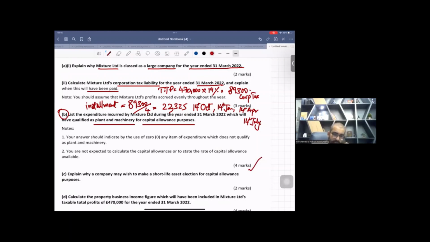That's it. 4 marks. Your answer should indicate by the 0 of any expenditure which does not qualify as plant and machinery. You are not expected to calculate the capital allowance. See, no need to calculate the capital allowance. No need to discuss the rate as well. This requirement is also done, students.